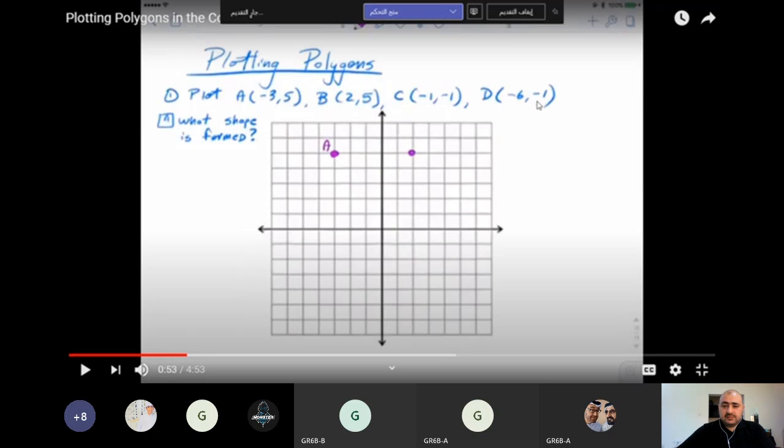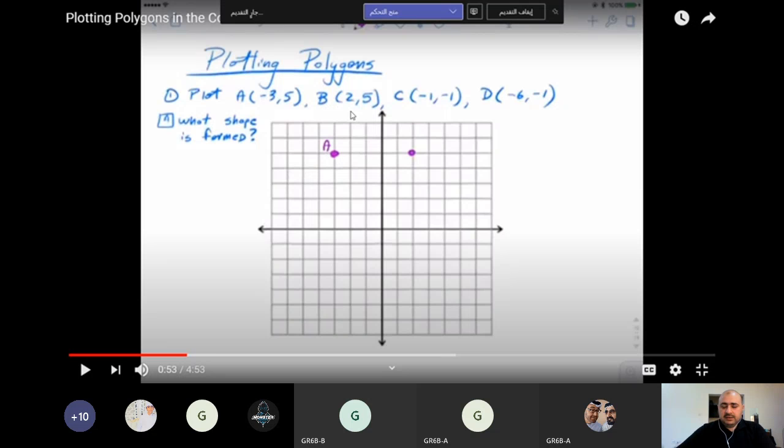So here we have 4 points. Here, for example, the x-axis -3 and the y-axis 5. So at the first step, go left. In the x-axis, go left 3 units. This is 1, this is 2, this is 3. Then we have 5 up in the y-axis. So go 5 units. 1, 2, 3, 4, 5. So this is the first point A. A equal -3, 5.